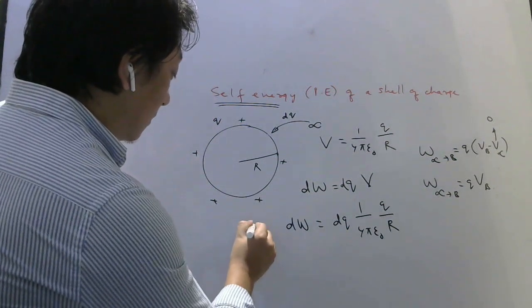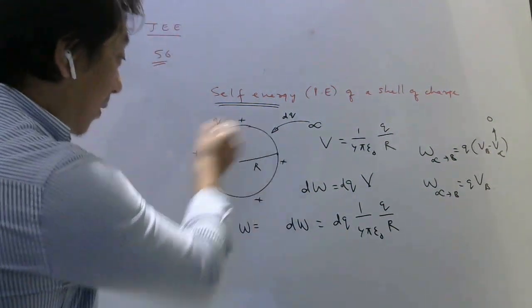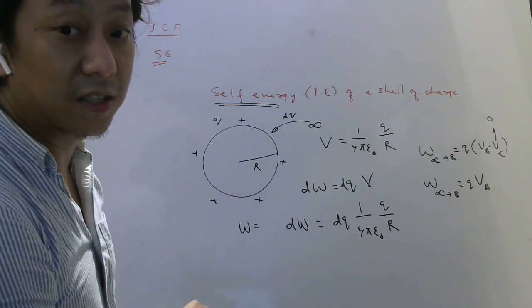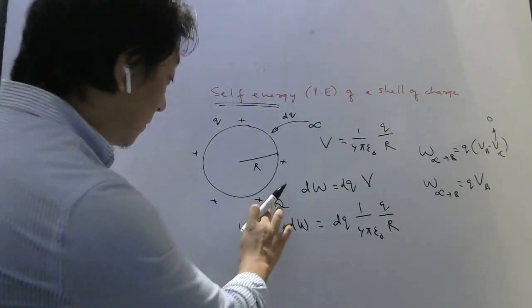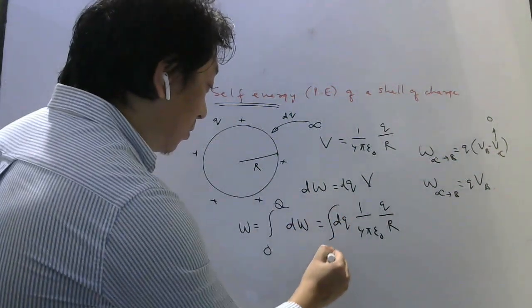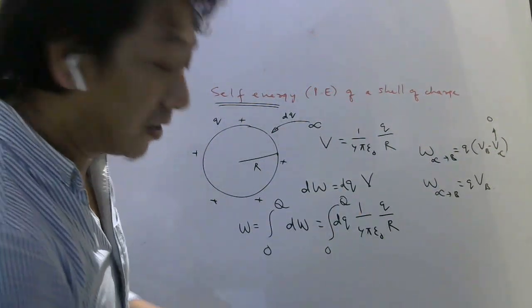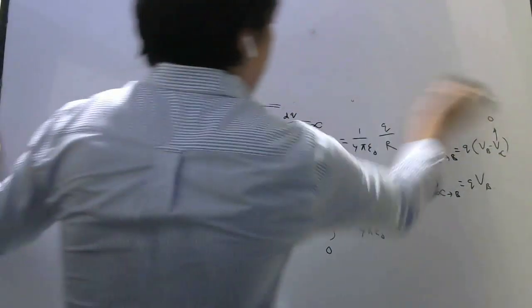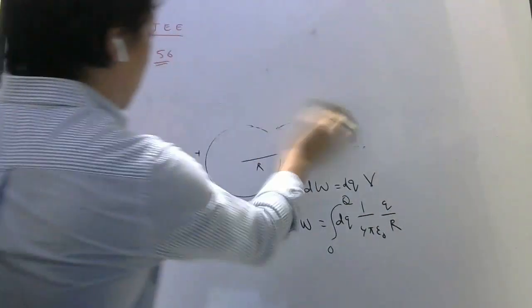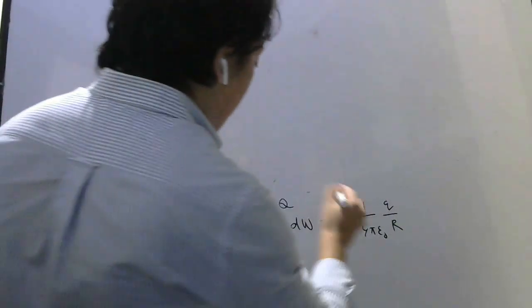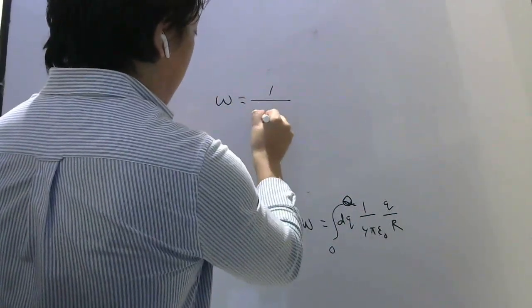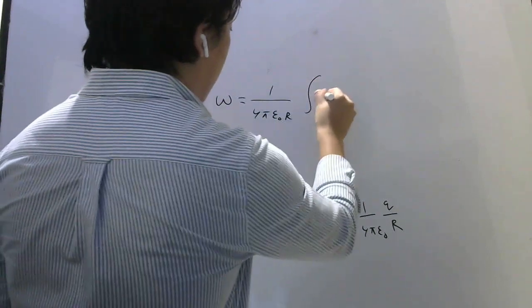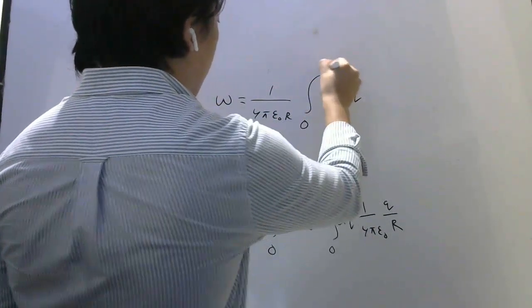Now the total work done to bring capital Q charge on this shell, starting from what charge? Initially what was the charge? 0. That will be 0 to capital Q. You have to integrate. So if you integrate this from 0 to capital Q, see what you will get. That work done is basically the energy stored in the shell. Okay, so constants you can take outside, right? So the work done will be, constants you take outside. 1 by 4 pi epsilon naught r will come outside. Integral q dq from 0 to capital Q.